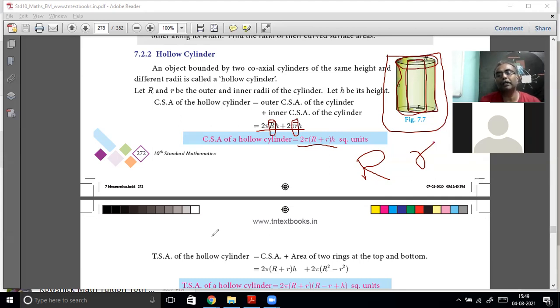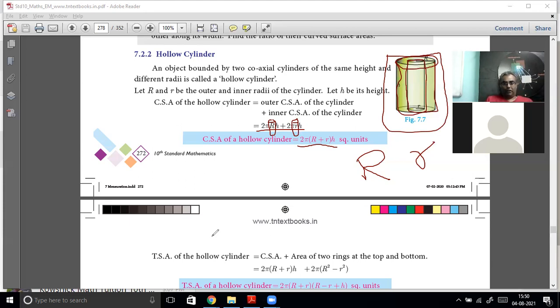How will you remember? Very simple. For a normal single cylinder, the CSA is 2 pi r h. Here you have a big outside cylinder and an inside cylinder. So 2 pi big R h and 2 pi small r h. So 2 pi into big R plus small r, into h. That's all. Simple.